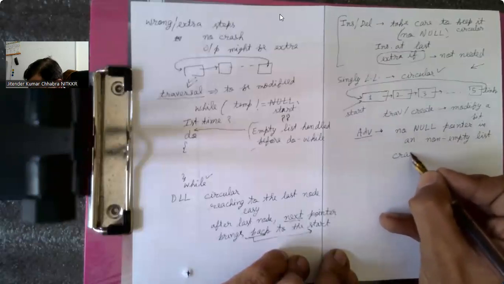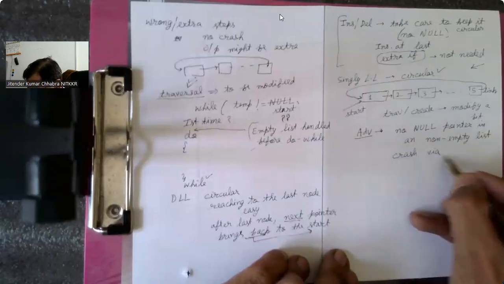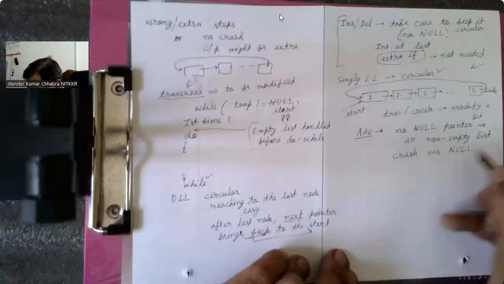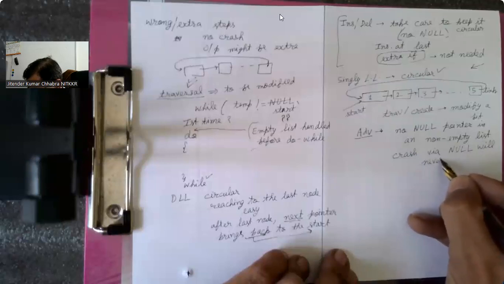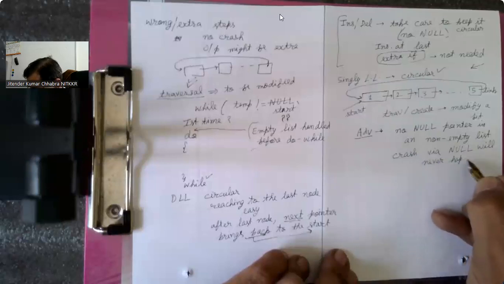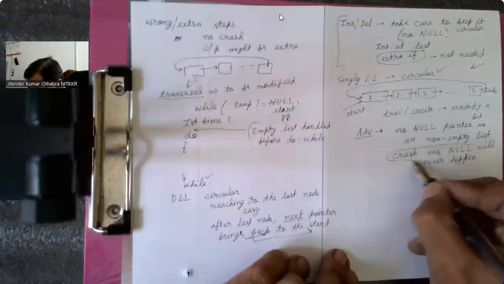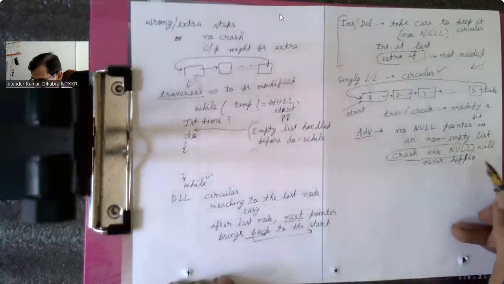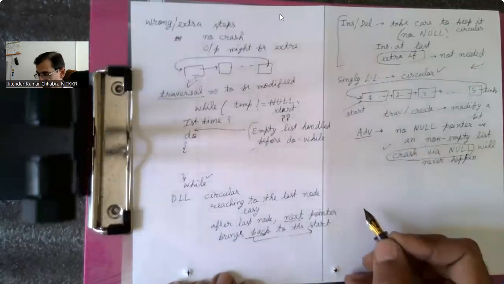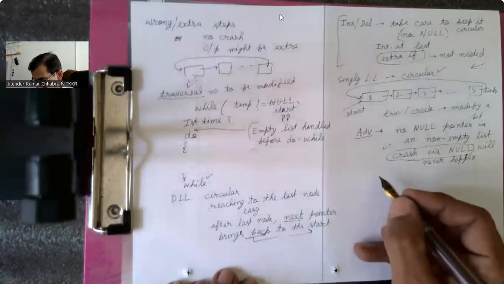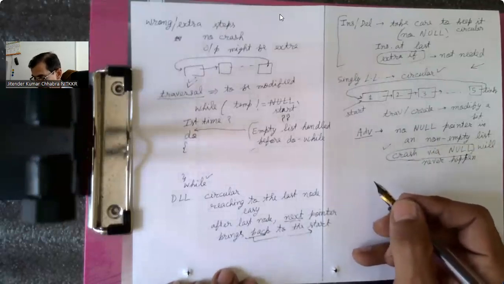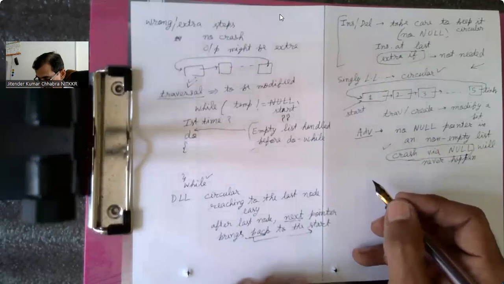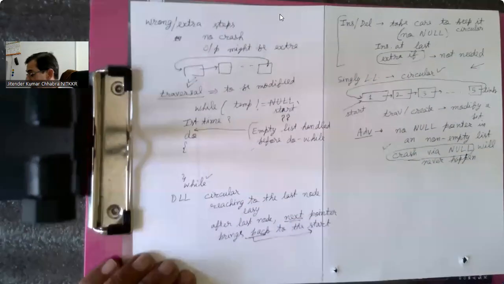A crash via null will never happen. And that's the advantage. Even if you do slightly wrong programming at some stage, this problem will not come and the code will not terminate abnormally. So with the singly linked list, this is what you will gain, and we probably can handle things in an easier manner. So that becomes your second concept.